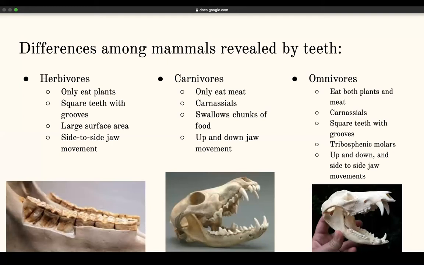That is when the bottom tooth and the top tooth fit together kind of like a puzzle piece. They fit together just perfectly. And this helps with eating meat as well as grinding plants. And because they're a combination of carnivores and herbivores, they have up and down and side-to-side jaw movements. And although the omnivore picture does kind of look like a carnivore at first glance, if you look closely, you can see the square molar teeth in the back.